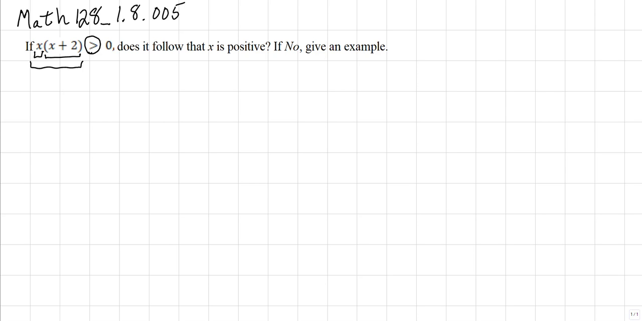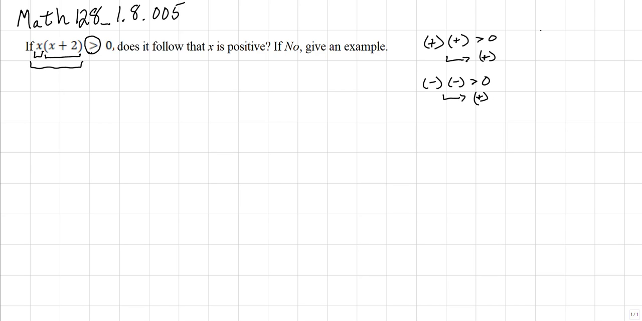Now, in order for a product to be greater than 0, you either have to multiply a positive by a positive. That makes it greater than 0 because that would be equal to a positive value. Or you are going to take a negative value and multiply it by a negative value, which will also be greater than 0. This is going to be equal to a positive.